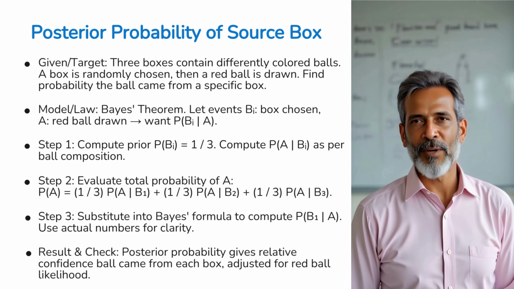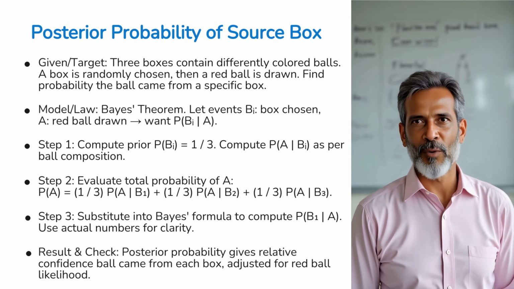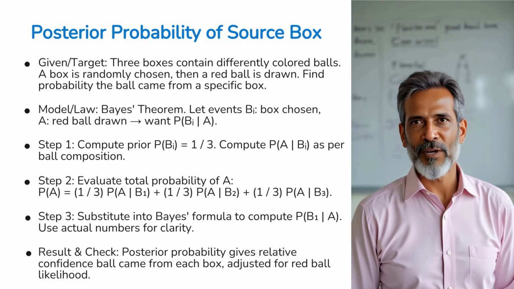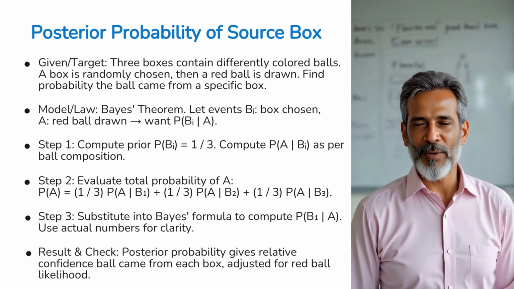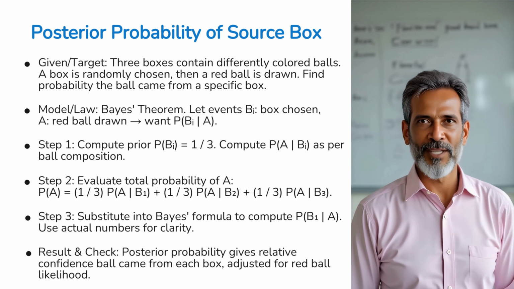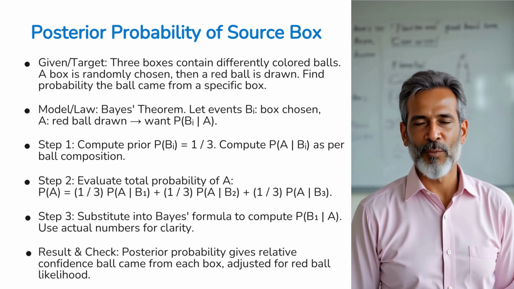Let's call the events B1, B2, and B3 for choosing each of the 3 boxes. Let event A be drawing a red ball. We want to find P of B1 given A. Since the box selection is random, the prior probabilities P of B1, B2, and B3 are each 1/3. Next, we calculate the likelihood of drawing a red ball from each box, denoted as P of A given B sub i, based on the ball composition inside each box.